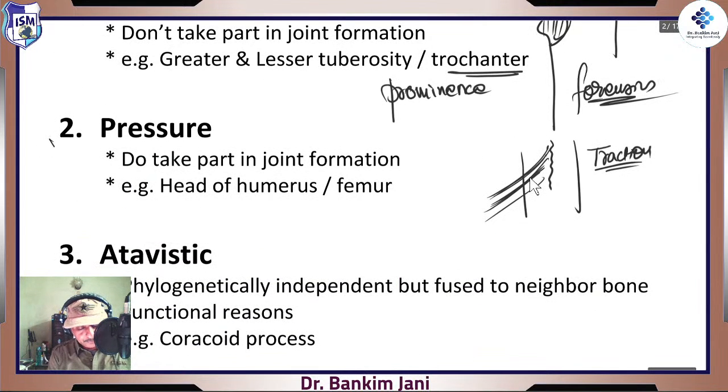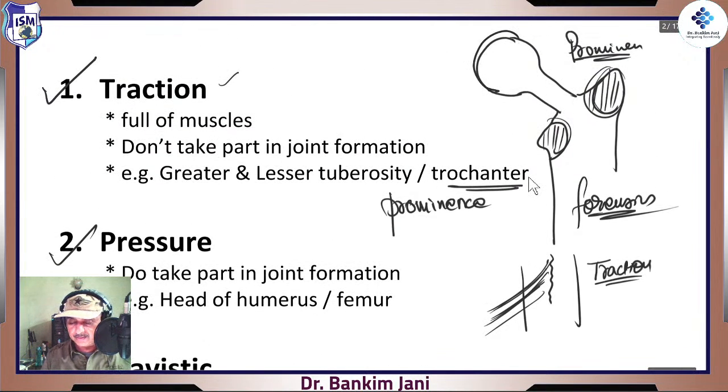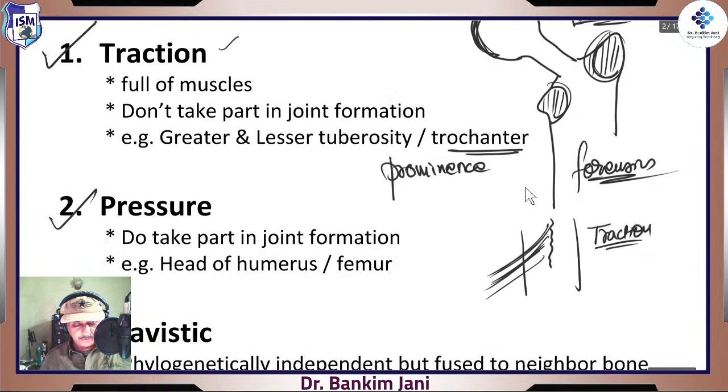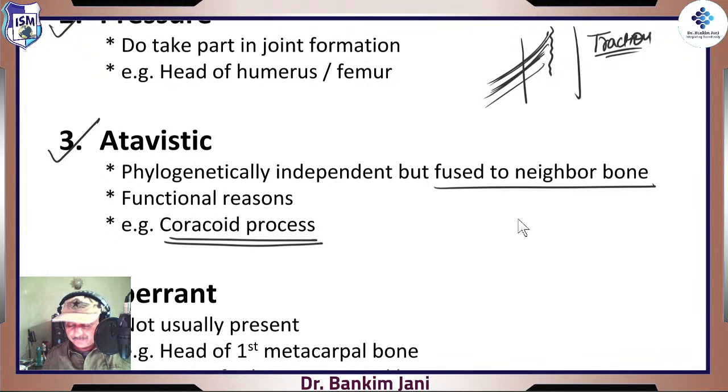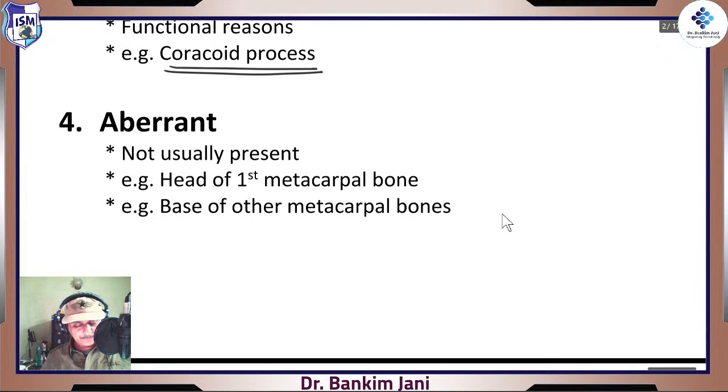Second, pressure. They do take part in joint formation. So the head of the humerus or head of the femur, this is the area that takes part in the formation, right? We are talking about all those epiphyses, growing ends. Third one is atavistic. This is independent, but it is fused to the neighboring bone, like the coracoid process. For functional reasons it is a separate bone, but it fuses to the neighboring bone. And some are aberrant. Aberrant means not usually present, but they come up, sometimes the head of the first metacarpal or base of other metacarpals. Many times such small bones appear.